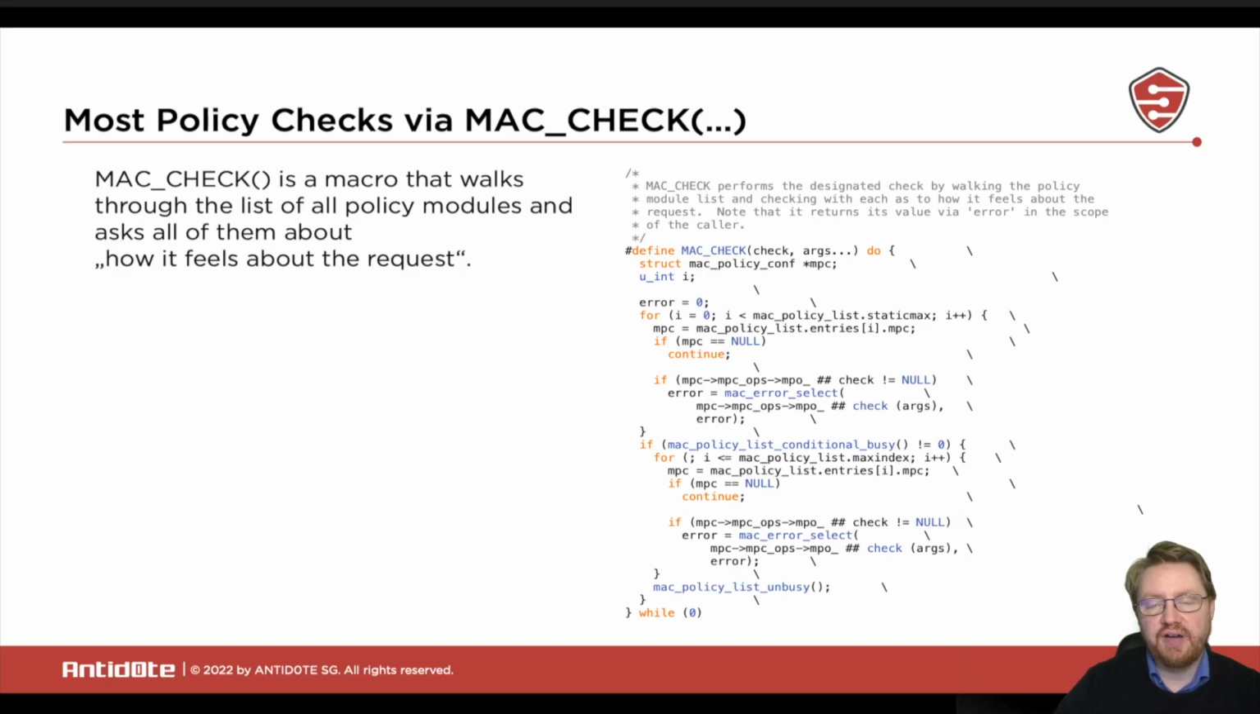The mac error select function is basically just there to distinguish what is the most important error, because one policy module could say something like EINVAL and the other says ENOMEM or something else, and then this mac error select needs to select which is the most important error return value, because that's what we give back to the caller. So in any case, the logic of a mac check is if there is one policy module disallowing it, then it's not allowed, basically.